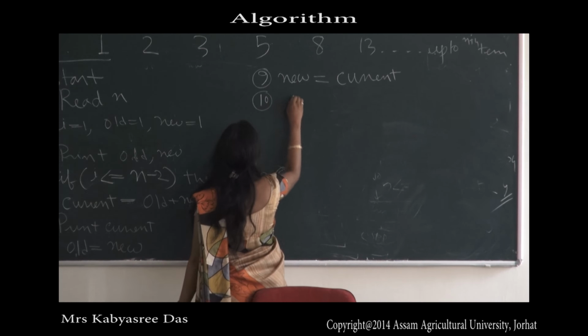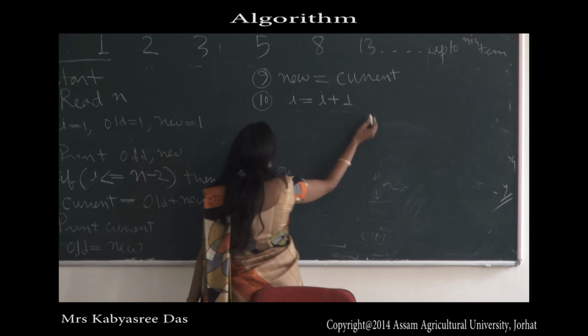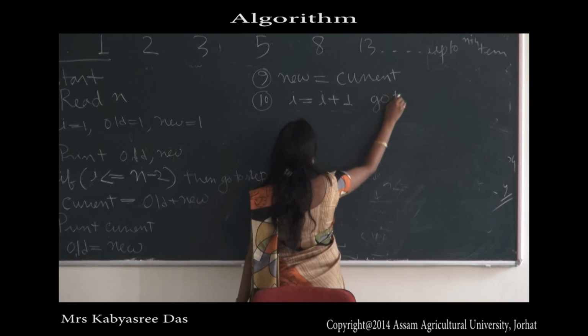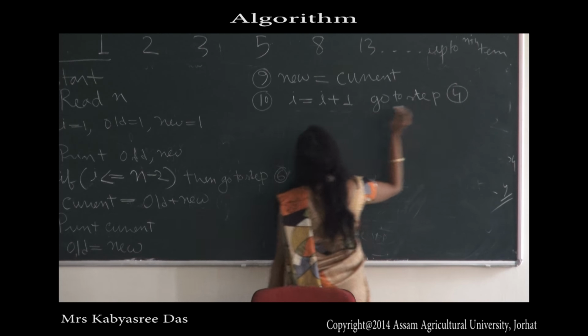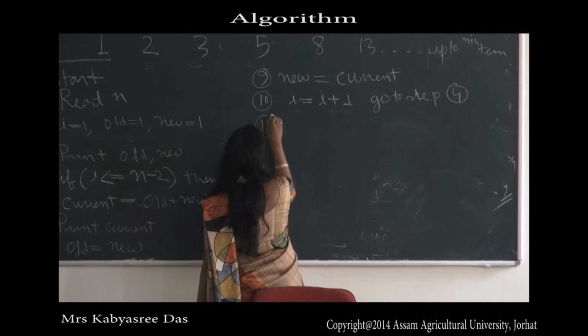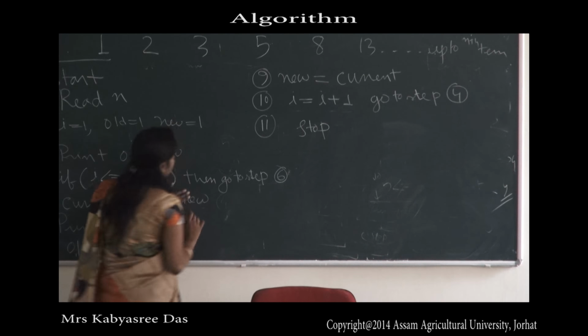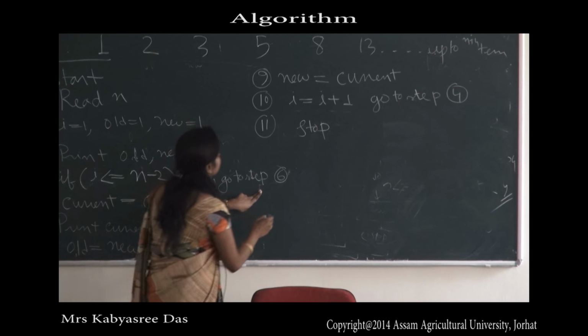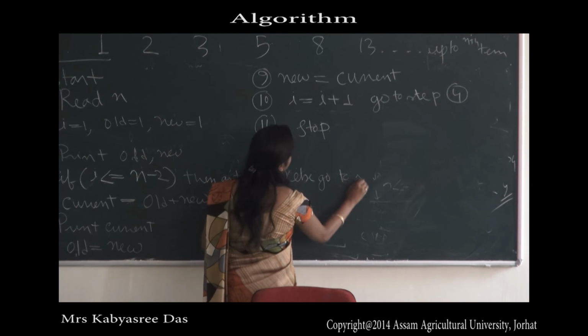Number 10, you write your original one, I equal to I plus 1, and there write go to step 4. Number 11 is stop. Here you write, then go to step 6, else go to step 11.